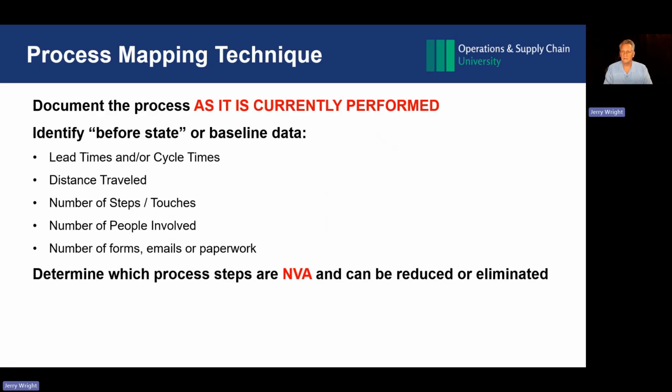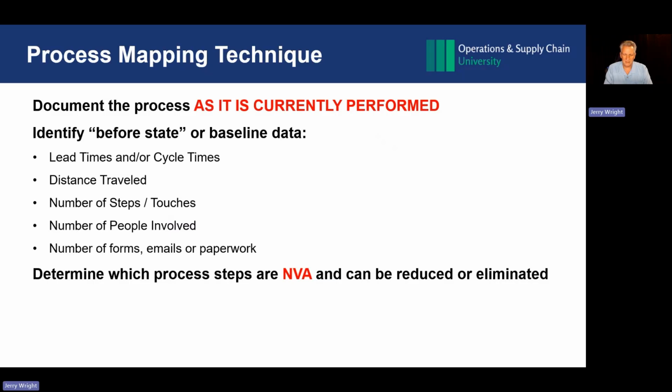Now, once you determine what it is and how you currently do it, and that's why you have to have the process experts and the process owners there, then you identify the before state and say, okay, what's our current lead time? How long does it take? How long does it take to do the work?